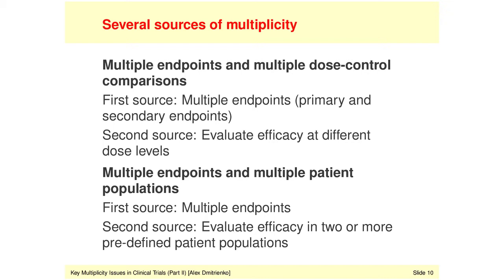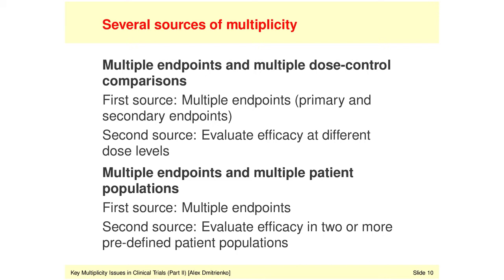First of all, it is very common to see clinical trials that employ multiple endpoints and multiple dose control comparisons. The analysis of multiple endpoints, which includes primary and secondary endpoints, defines the first source of multiplicity, and in addition, multiplicity is induced here by the analysis of the endpoints at different dose levels. The second example deals with multiple endpoints that are analyzed in multiple patient populations.